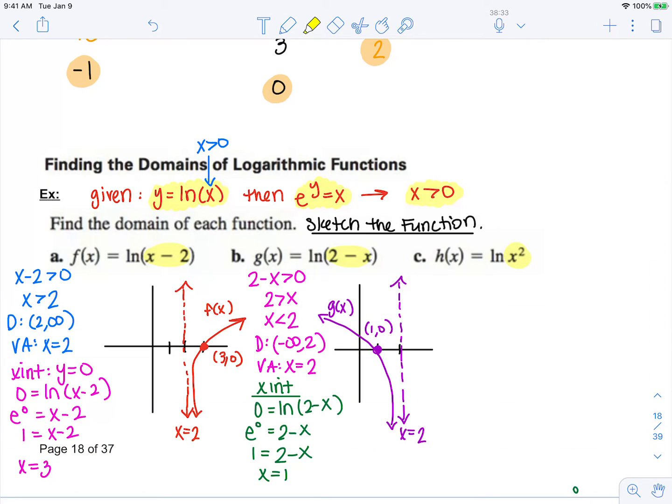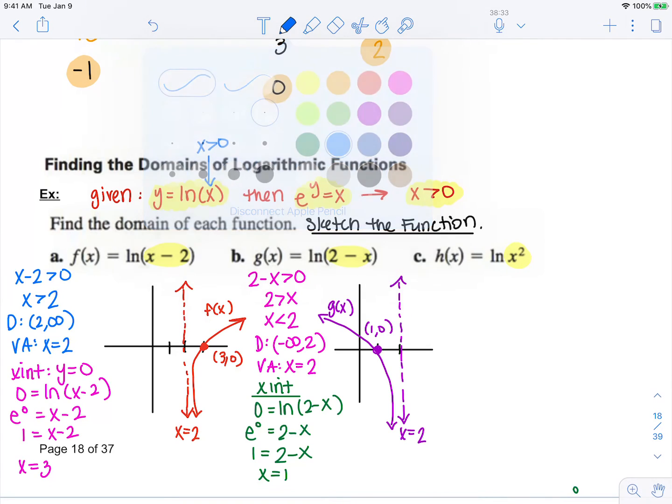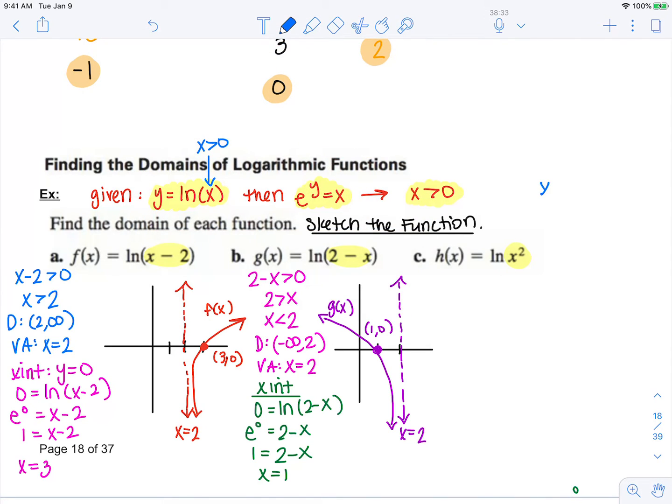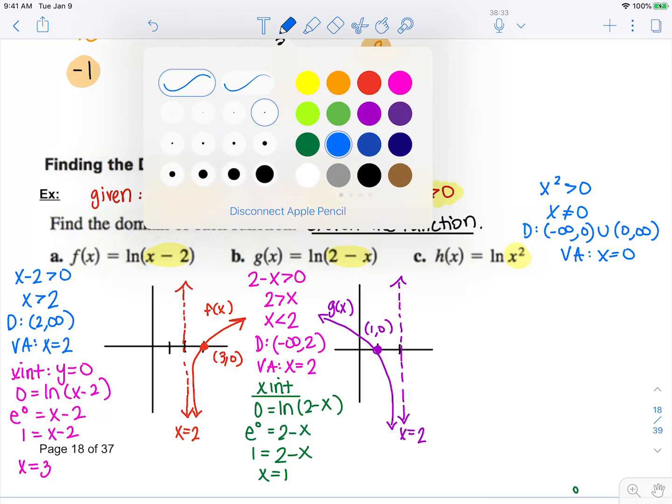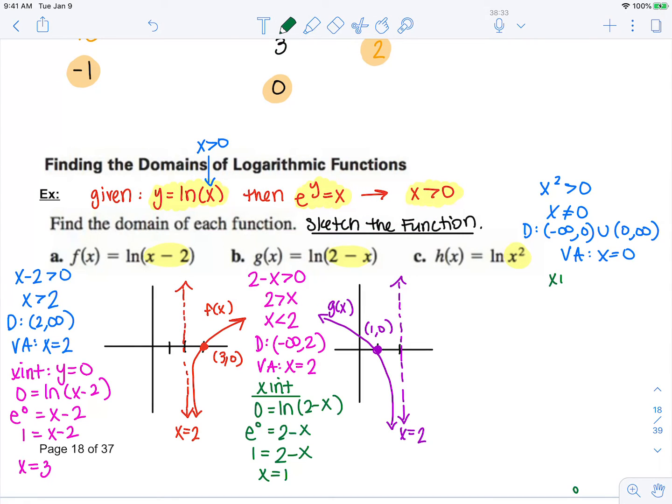Now x squared is inside of my log. So I know that x squared must be greater than 0. Well, that's always true as long as x does not equal 0. So my domain is negative infinity to 0 union 0 to infinity. And that means I'm going to have a vertical asymptote at x equals 0. Now let's solve for the x-intercept algebraically.